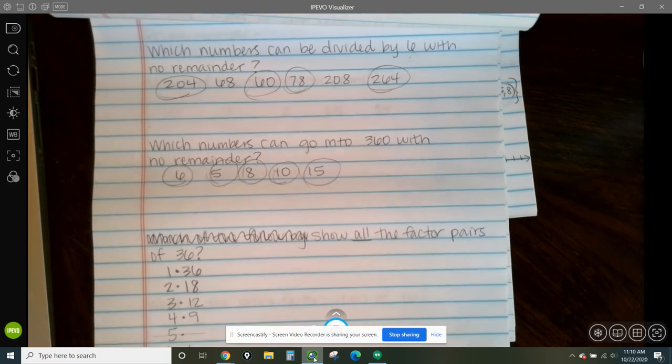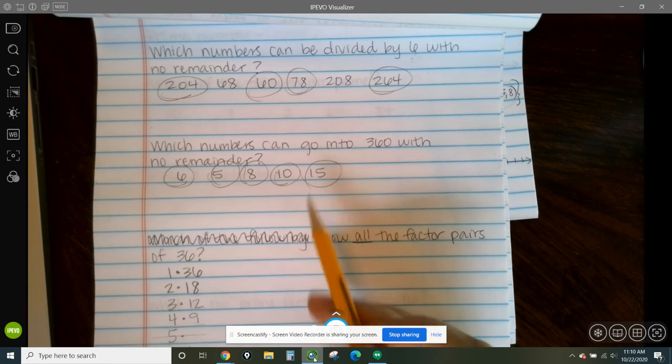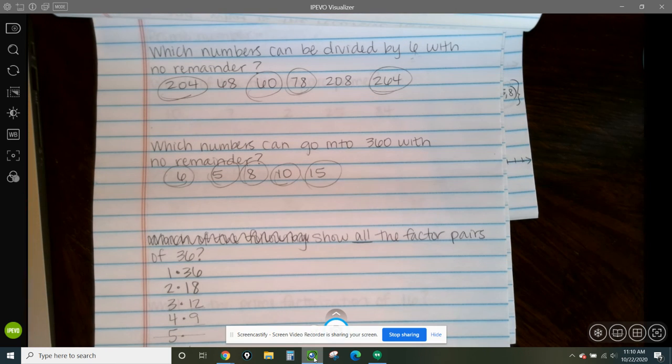So this is kind of your check. Did all of this make sense? If so, great. Go on and do your quiz. If it didn't, you need to reach out to me and get some more help before you do your quiz.